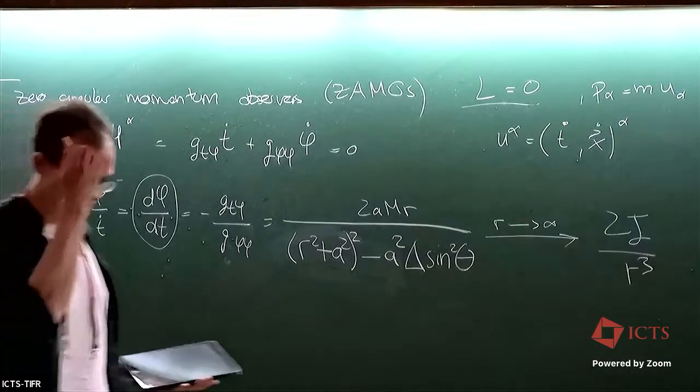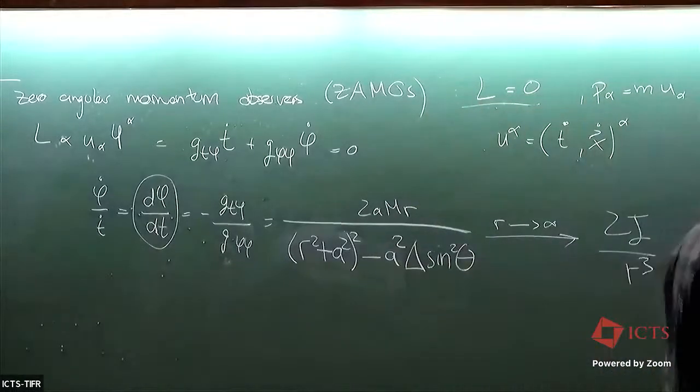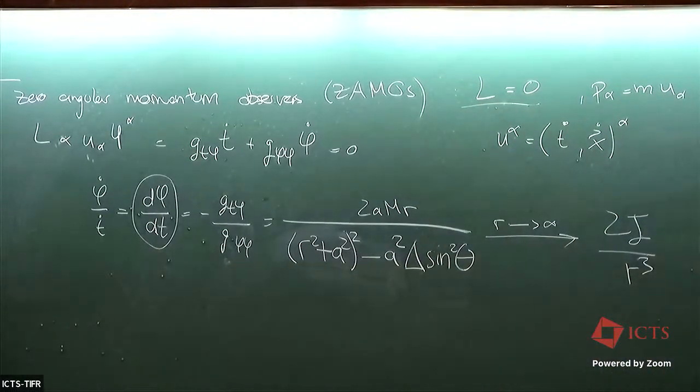So basically, what happens is this is one of the frame dragging effects: even though the observer has no angular momentum, it then starts moving with the rotation of the black hole. So it starts co-rotating with the black hole.